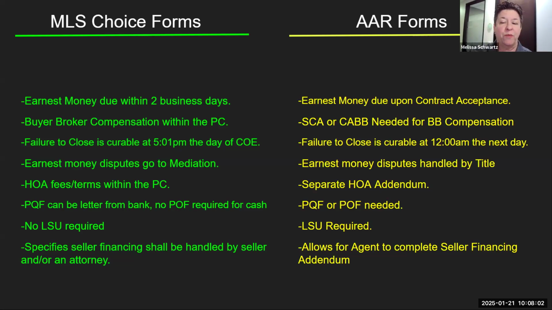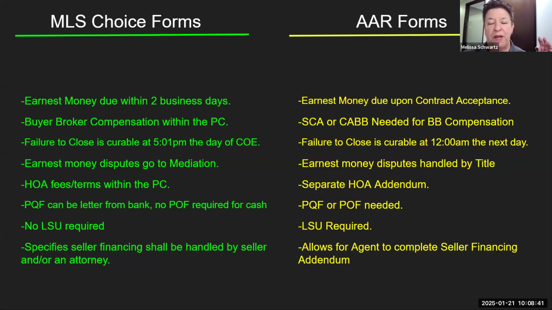HOA fees and terms are within the purchase contract versus a separate HOA addendum. Pre-qualification letter can be from a bank. No proof of funds required for cash. On the AAR forms, you do need proof of funds or a pre-qual letter. There is no LSU required, which is kind of interesting because if you change lenders, how do you notify the seller that the buyer's changed lenders? Because there's no loan status update. Okay, so there are little quirky things like that you need to be thinking about.